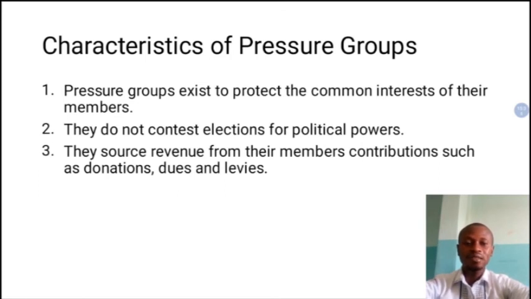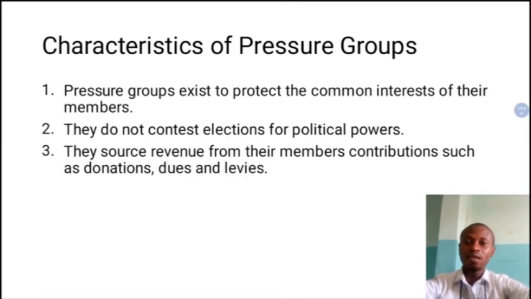Now, the second one is that they don't contest elections. They are non-partisan. They don't belong to a political party. They are not a political party. They don't aim at taking over power, seizing political power, or controlling political power. No, that is not their aim. So it's one of the characteristics of a pressure group. They are non-partisan. They don't contest elections. They can decide to support a particular political party that they know, if it comes to power, will protect their cause, good and fine. Their members will go out to vote. But as a pressure group, they don't contest elections.